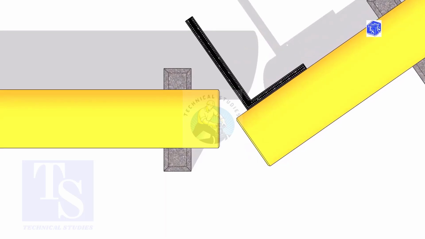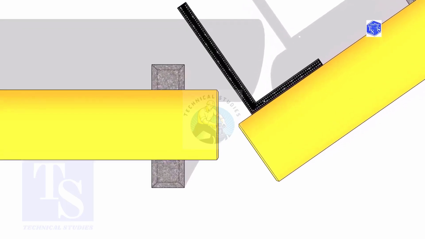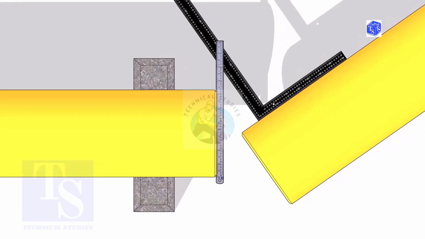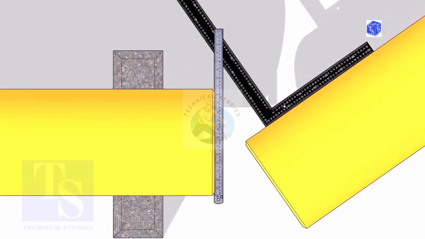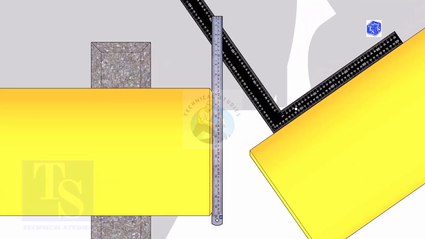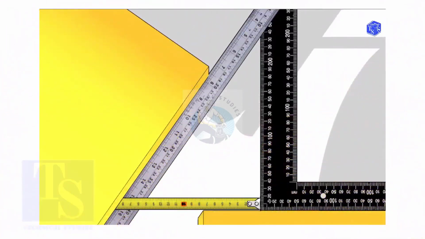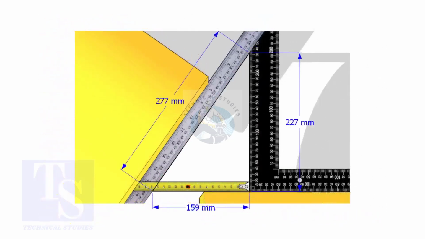Hold a right angle on the pipe, as shown. Hold a scale on the other pipe, as shown. Measure and note down the dimensions of the triangle. Assume that these are the dimensions.